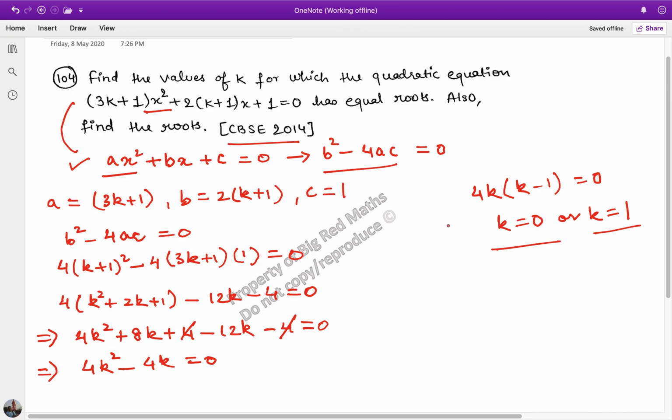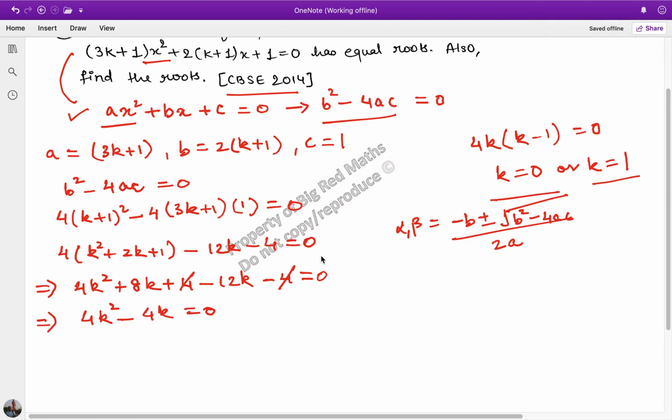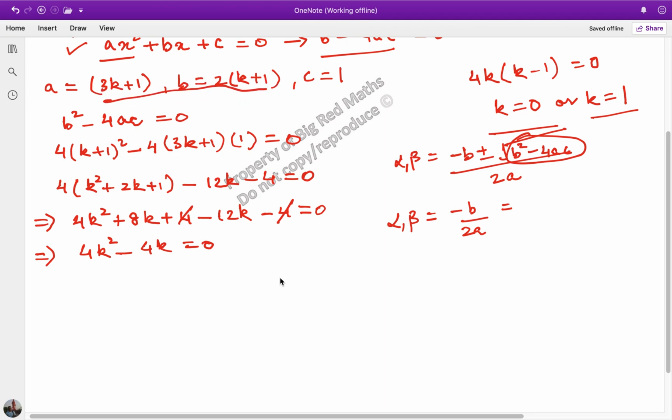Now if the equation has equal roots, then b² − 4ac = 0. The standard formula of a quadratic equation is α, β = (−b ± √(b² − 4ac)) / 2a. Now I know that b² − 4ac is equal to 0 because the equation has real and equal roots. So the value of α, β will be −b/2a, and with the a and b we derived, the value is −2(k + 1) / (3k + 1).